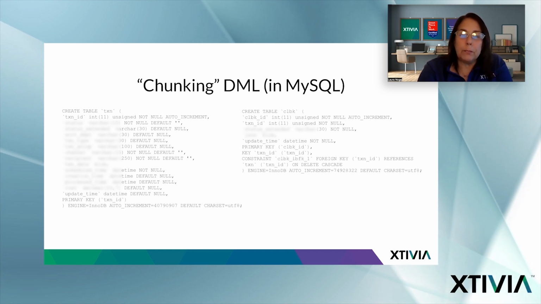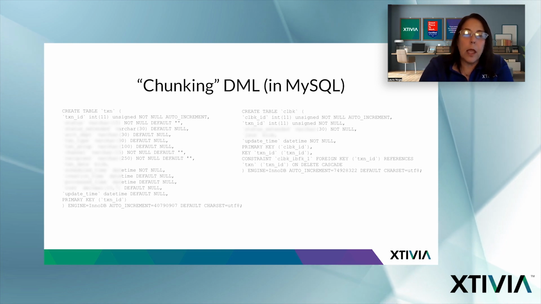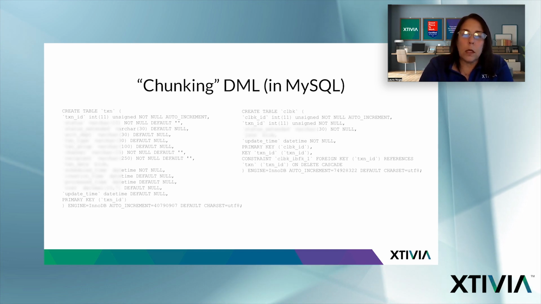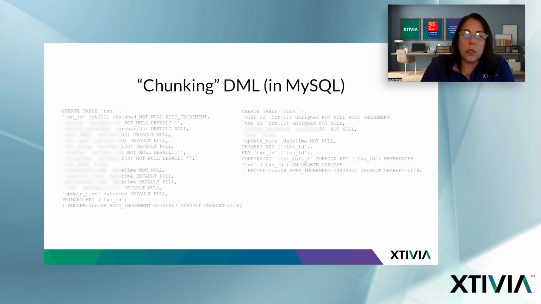So here we have a table. It's a parent table called transaction, and the child table is called CLBK. And as you can see, there's a constraint, a foreign key constraint. So this is the child of transaction. So the primary key in the callback table is callback ID, and the foreign key is transaction ID. So we have the parent on the left and the child on the right.